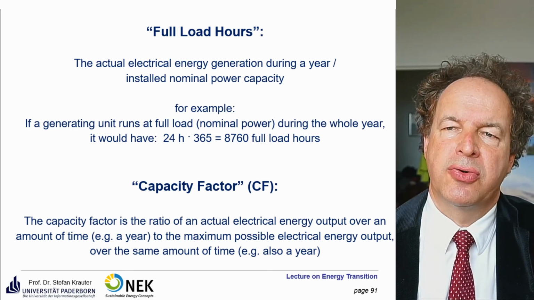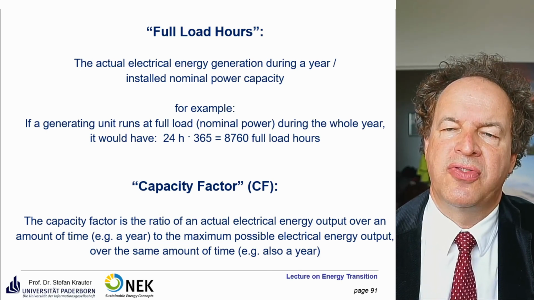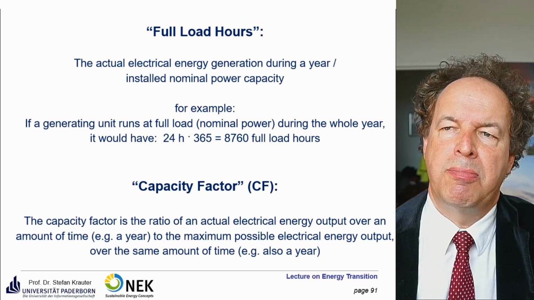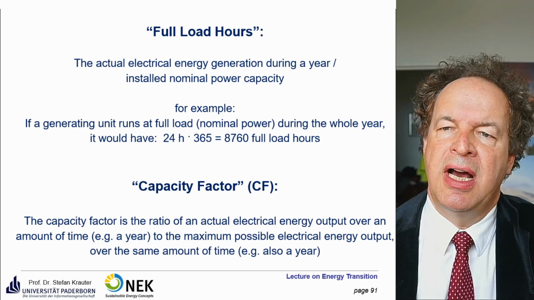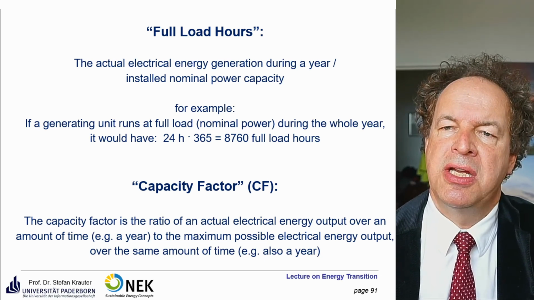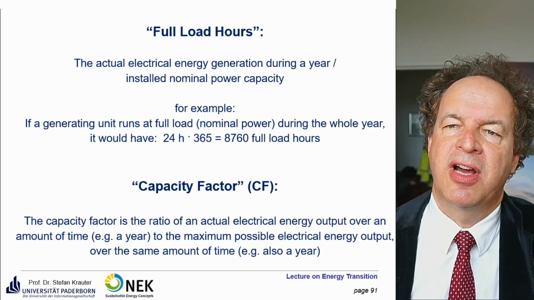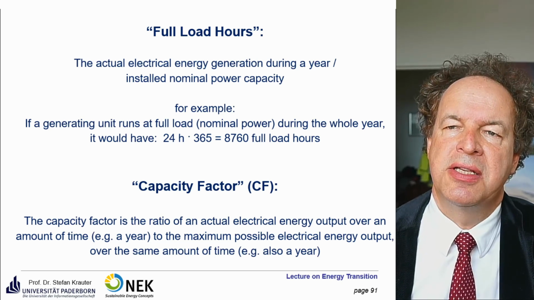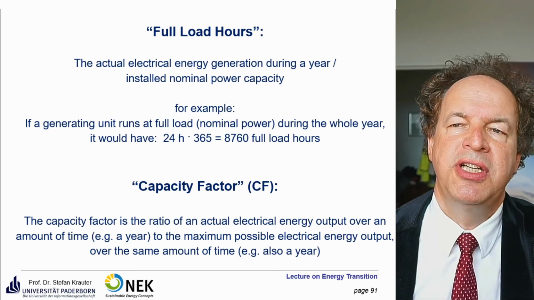You can also consider the so-called capacity factor, or CF. That's the ratio of the actual energy output over an amount of time, which is usually a year, but could also be over a lifetime, for example 20 years or 40 years, to the maximum possible energy output over the same amount of time, for example also a year. So if you have a capacity factor of 1, that means your energy generator is generating the nominal power during the whole year.